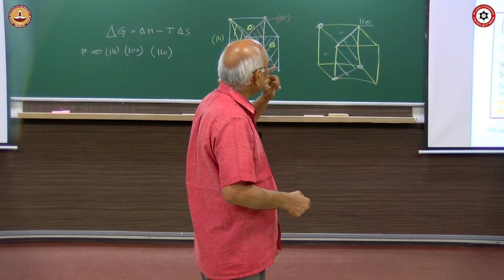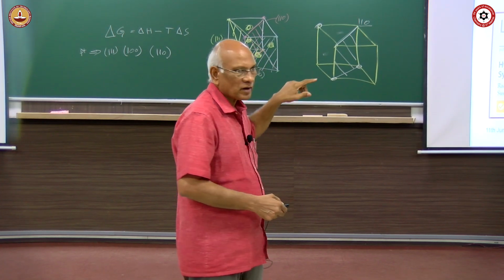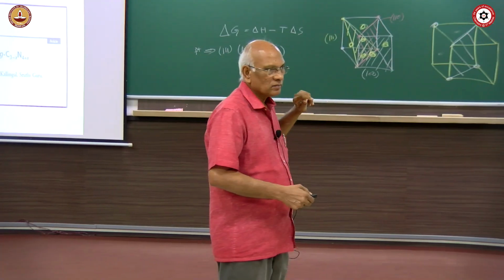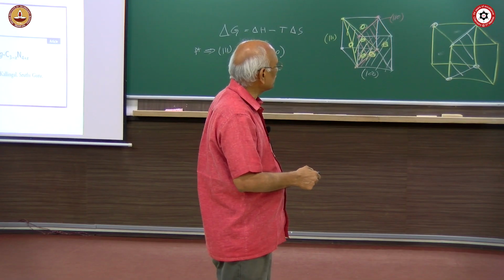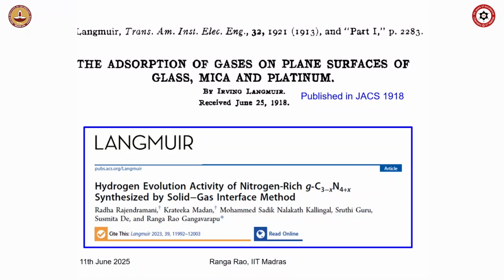Now, the adsorption phenomenon was first studied by Langmuir. Who is Langmuir? One of the Nobel laureates. He published the paper, The Adsorption of Gases on Plane Surfaces of Glass, Mica and Platinum, in 1918 in the Journal of the American Chemical Society. Today there is a journal named after Langmuir. Publishing in Langmuir is very difficult, so I wish all of you join a PhD and publish papers in Langmuir.